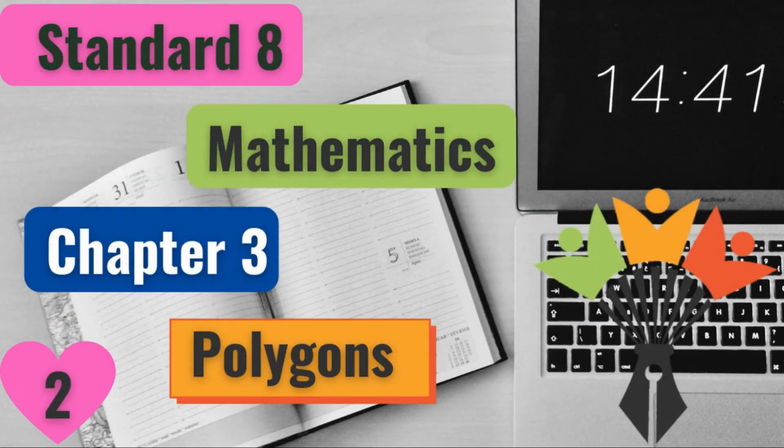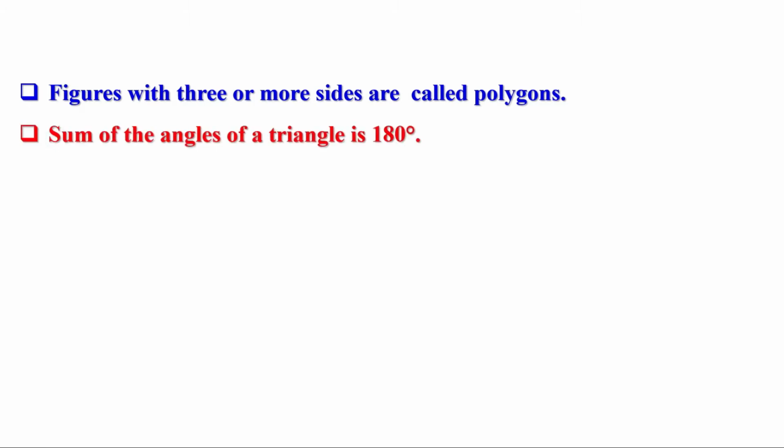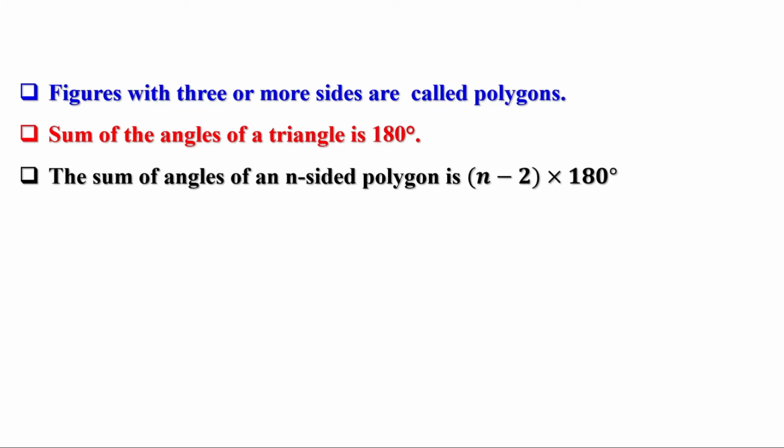Welcome to Maths Companion. In the last video, we discussed the section Sum of Angles. Let us recall what we have learned. Figures with three or more sides are called polygons. The sum of the angles of a triangle is 180 degrees. The sum of angles of an n-sided polygon is (n minus 2) into 180 degrees.